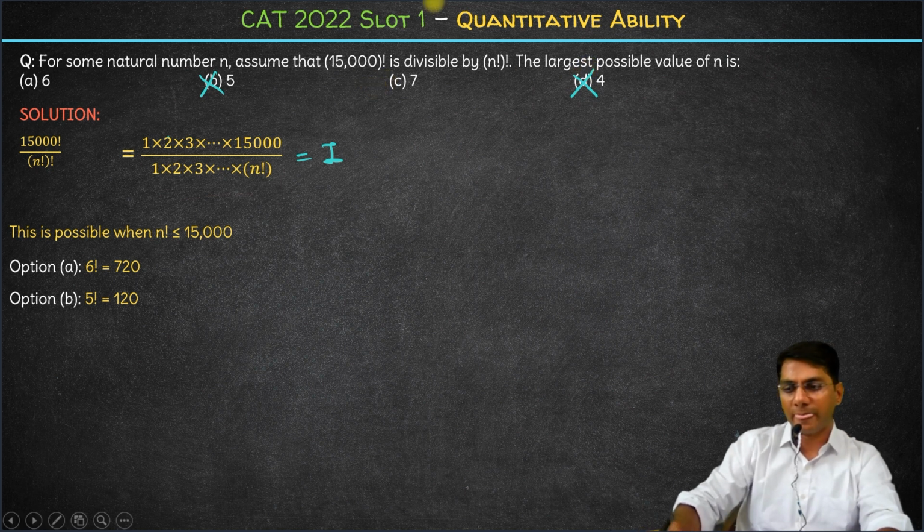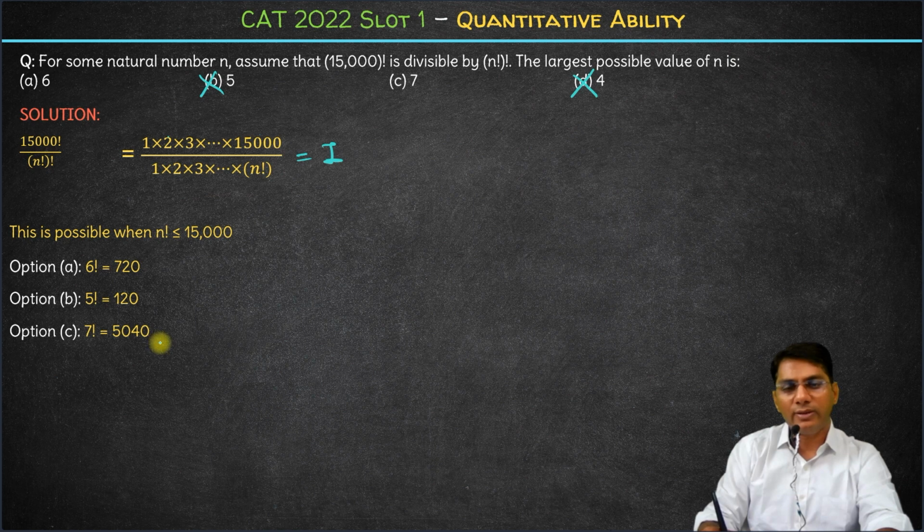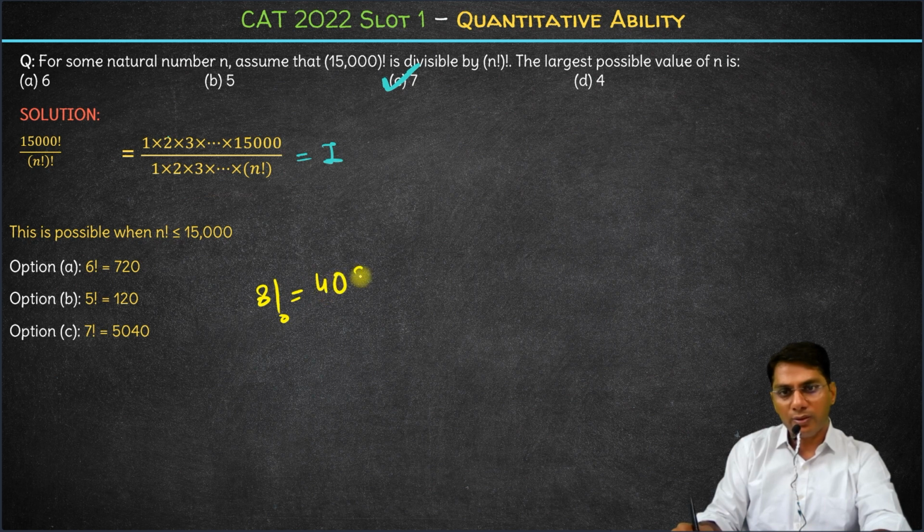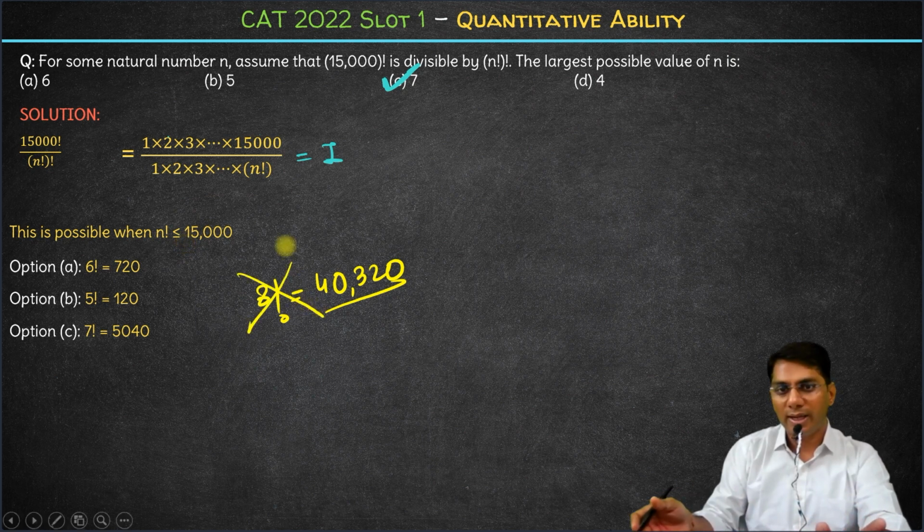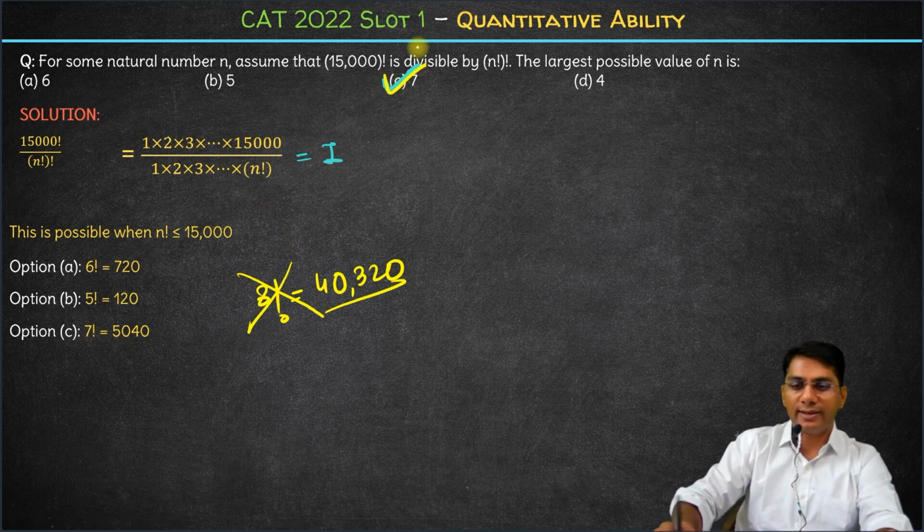Let's check for 7. 7 factorial we know is 5040. So now 5040 is still less than 15,000. So of all the 4 options that we have, the highest possible value of n will be option C, 7. Now let's check, can n be equal to 8? Now if 7 factorial is 5040, 8 factorial will be 40320. But this now becomes greater than 15,000. So 8 factorial will not do, as in the value of n cannot be 8. The highest value of n that is possible is 7. Hence option C is the right answer here.